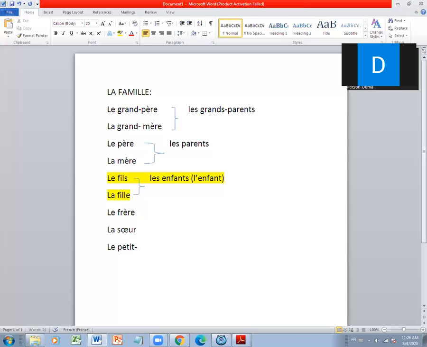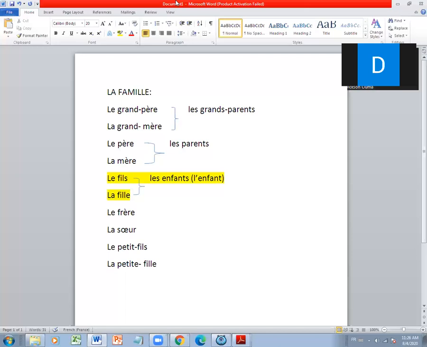Le petit-fils, that is a grandson, okay? Le petit-fils is grandson. La petite fille, sorry. La petite fille is granddaughter.